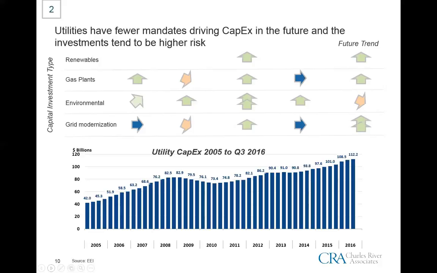But the point here is that we're moving towards more discretionary spending and towards what some would argue is higher risk spend, especially in the form of grid modernization and renewables, perhaps, where some utilities may not have operating experience and want to have that capability. So we'll turn to the next slide.